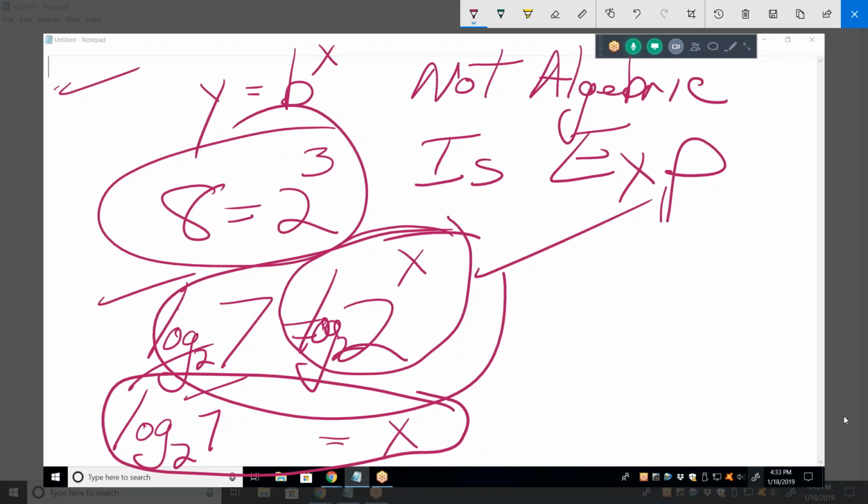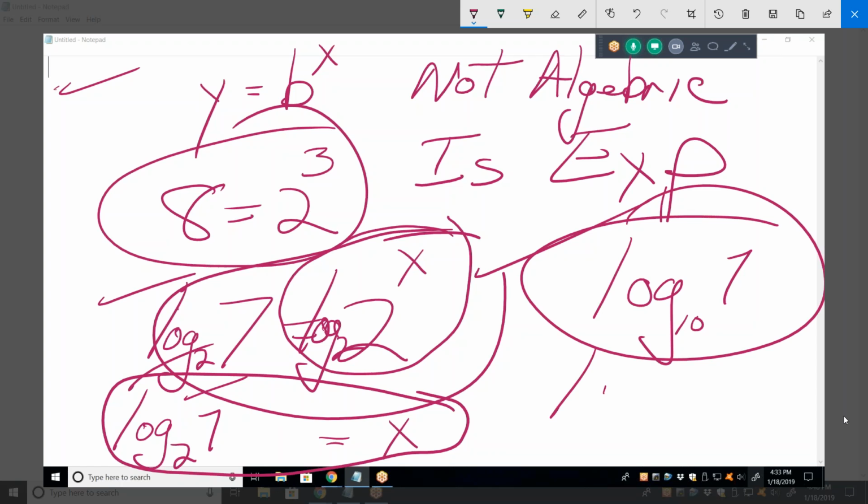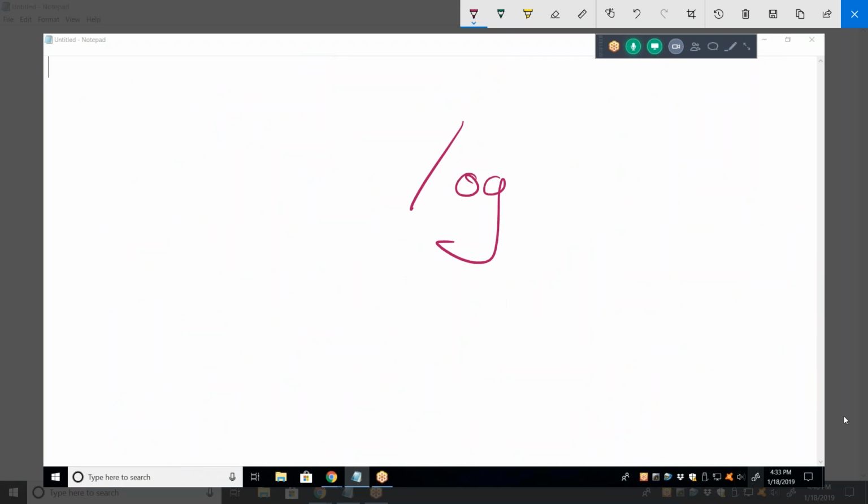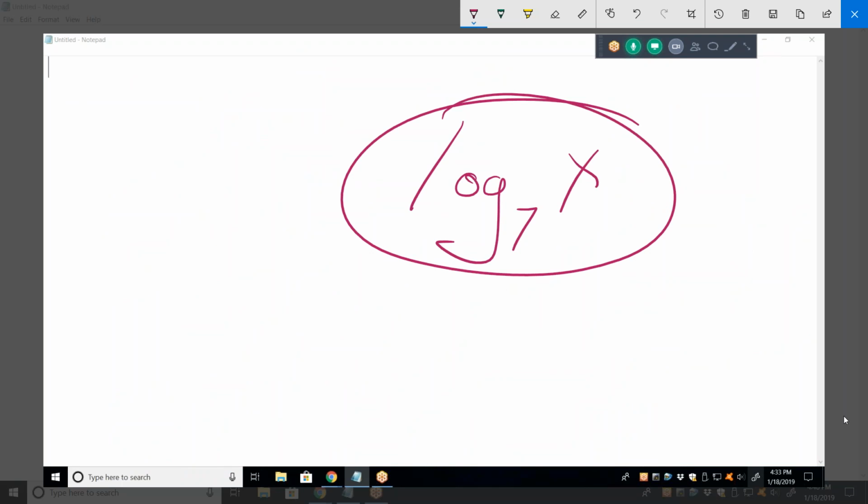Don't confuse logs with variables. Logs are numbers. If I tell you the log base 10 of 7, that is a number. If I tell you the log base 2/3 of 8, that is a number. You can get that out of any calculator. Now, if I tell you the log base 7 of x, obviously that's not a number because we have a variable in there and we don't know what that number is.